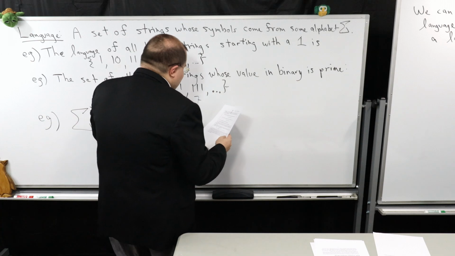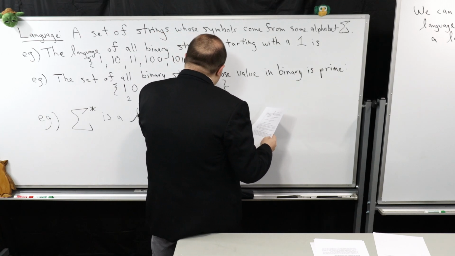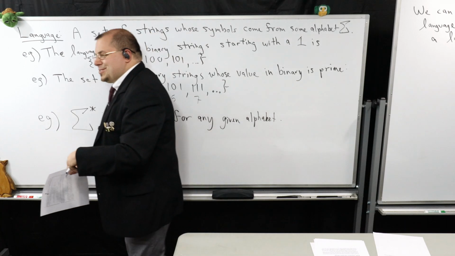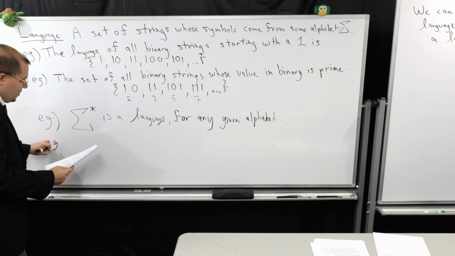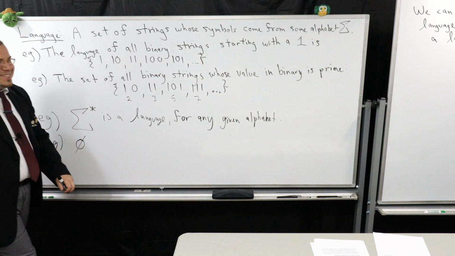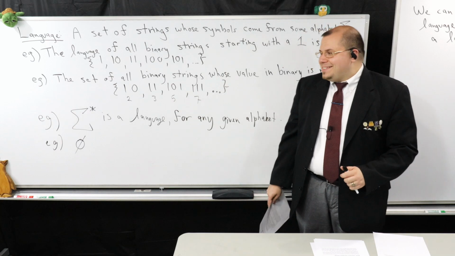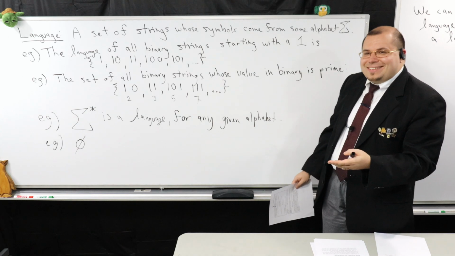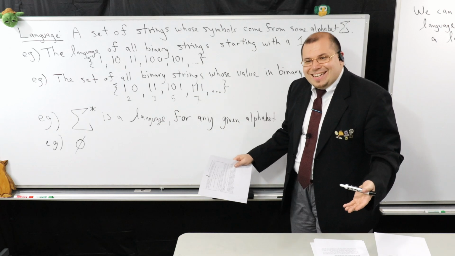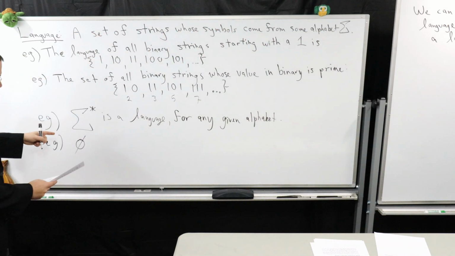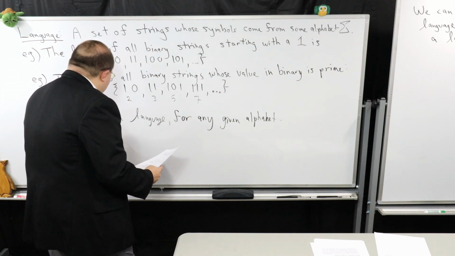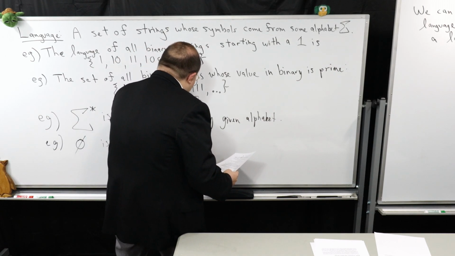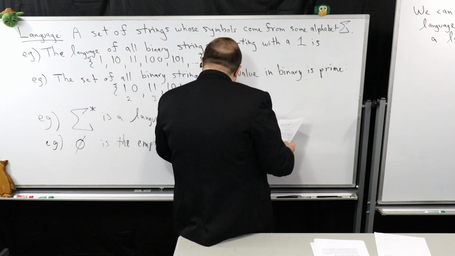I must stress that this is, of course, for any given alphabet. So you've got to remember that sigma star is a language too. And okay, how about this? Is that a language? That's the empty set. Yes, it's just a set. It's technically a set of strings, just with no strings. This is what we often call the empty language. You'll notice all I've done is replace the word set with language. And of course, it could be over any alphabet.